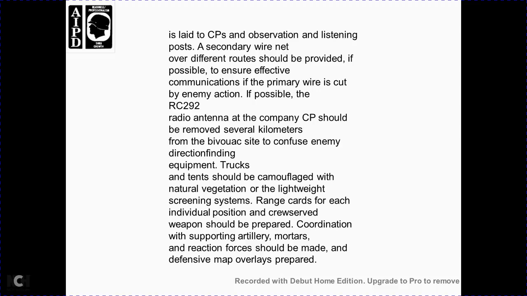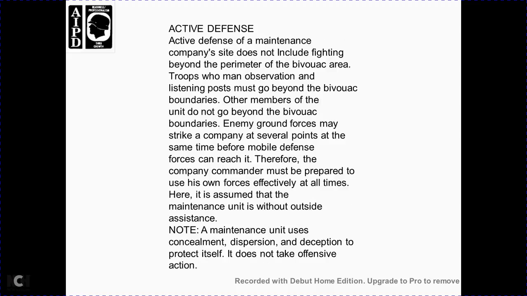If the primary wire is cut by enemy action, use the RC-292 radio antenna, with the company command post removed several kilometers from the bivouac site to confuse enemy direction finding. The equipment, trucks and tents should be camouflaged with natural vegetation and a lightweight screening system. Ranges are prepared for each individual position and crew-served weapon, coordinated with supporting artillery. Mobile reaction forces should be made with defensive maps and overlays prepared.